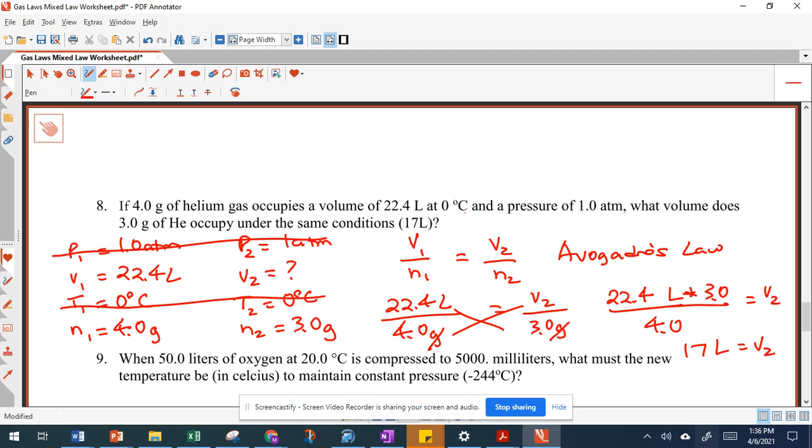Okay, so that's how you do Avogadro's Law problems. And so I want you to try all these problems. Just focus on the ones I tell you to do because there are some combined gas law problems on this sheet. So good luck.